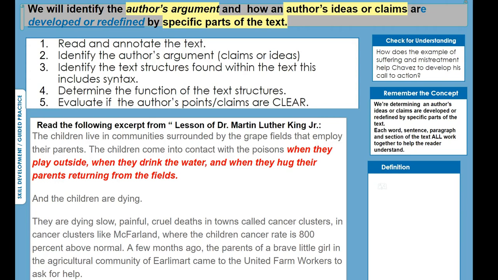And what happened as a result of this? The children are dying. Now, what do you think that Cesar Chavez would want the audience or those who are listening to his speech to do? Do you think he wants the children to continue to die? Of course not. So what does this particular phrase or this particular sentence in red do for his argument? In other words, how does this detail help reinforce that something needs to be done?